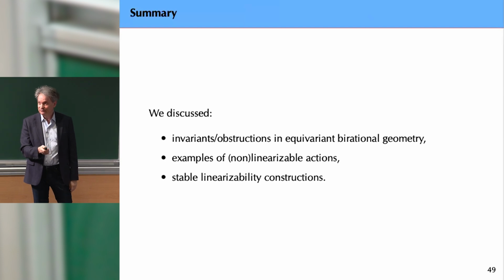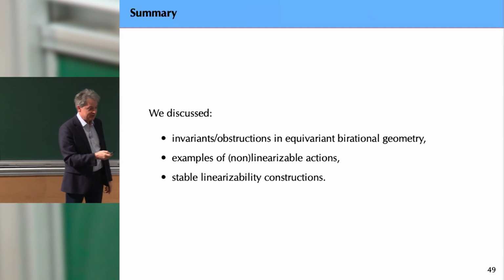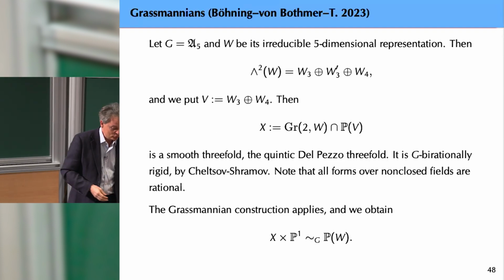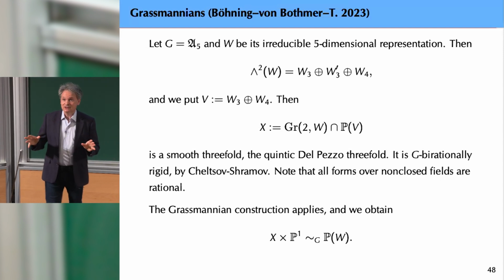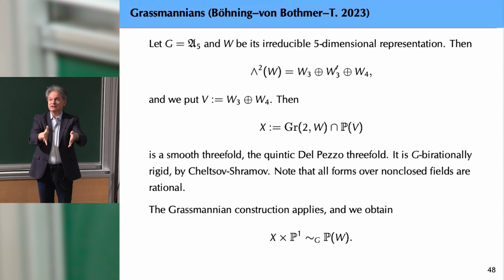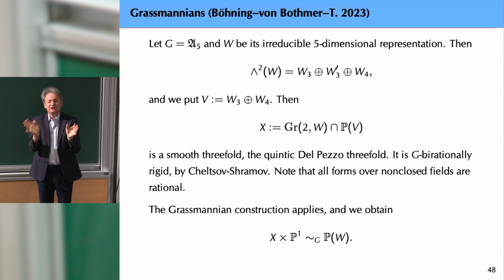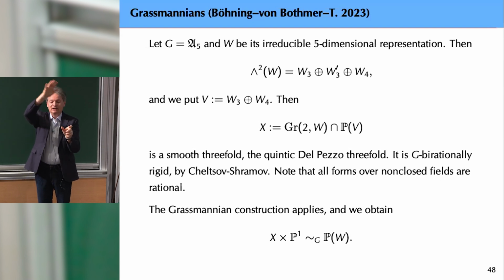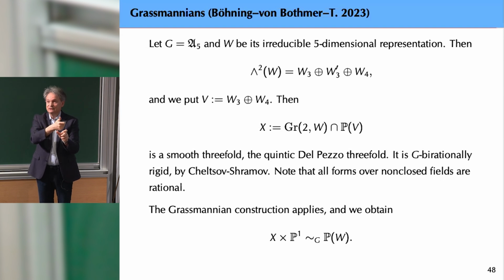Can you recall what G-birationally rigid is? G-birationally rigid, I mean, there are several notions. There is super rigid. That means that every birational model to it is this thing itself. Then there's birationally rigid, which means that every birational model is the thing itself, but the action could be different. You mean smooth birational model?